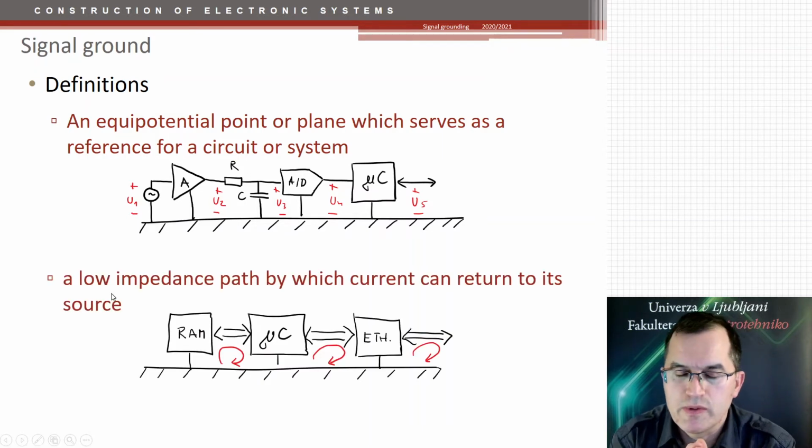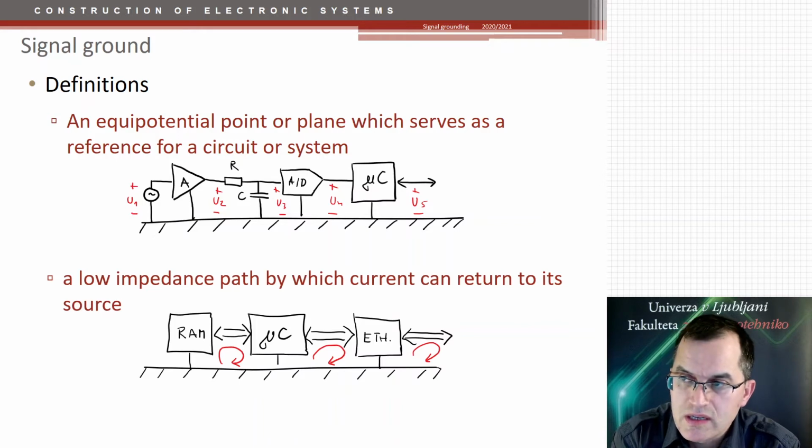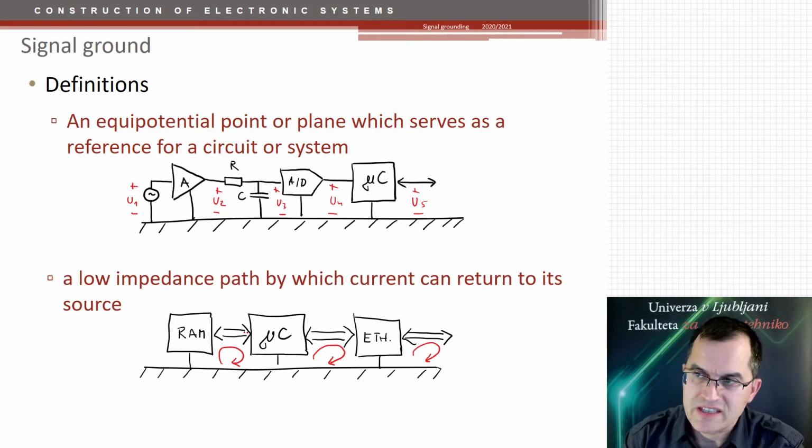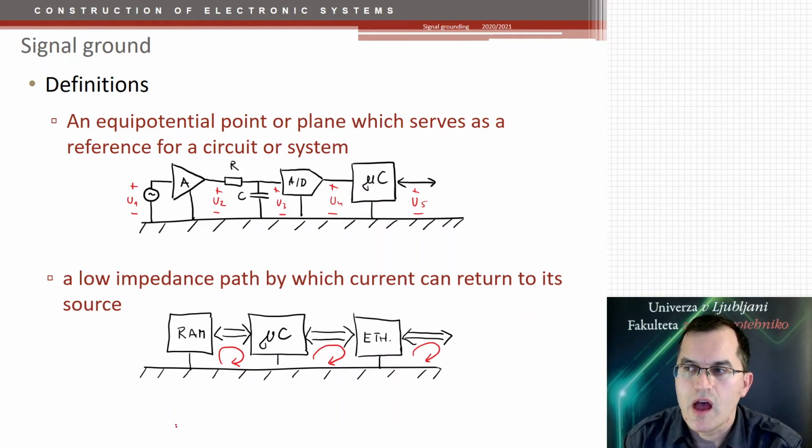Another definition would be the already quite well-known one, which defines the ground as a low impedance path which carries all the return currents which return to the source. So all the signal connections here require a return current on the ground. So the ground, serving as an equipotential point, also serves as a return path for all these currents. And as you know, these two definitions have a certain property of ground in common. We want the ground to be a low impedance connection.